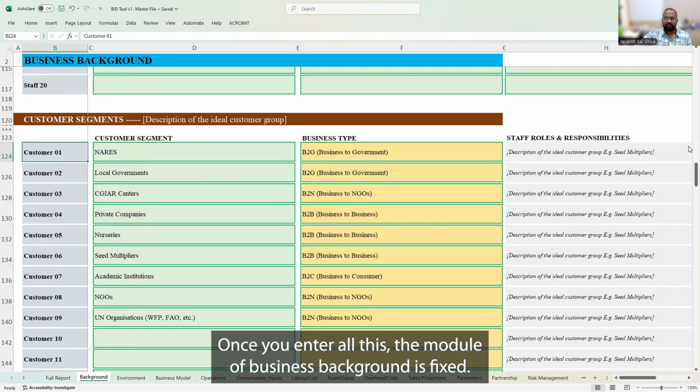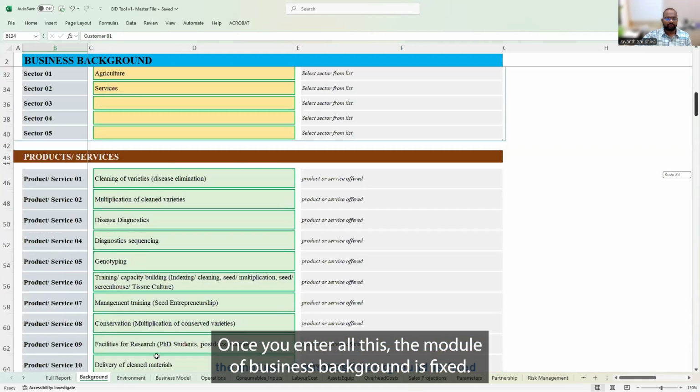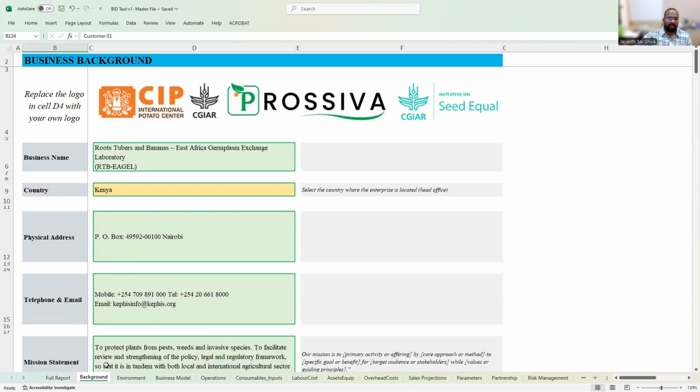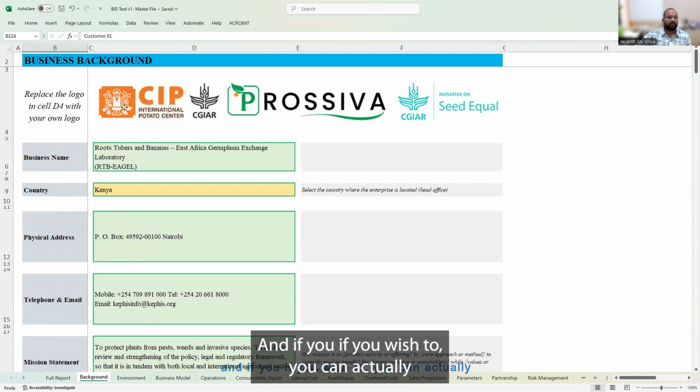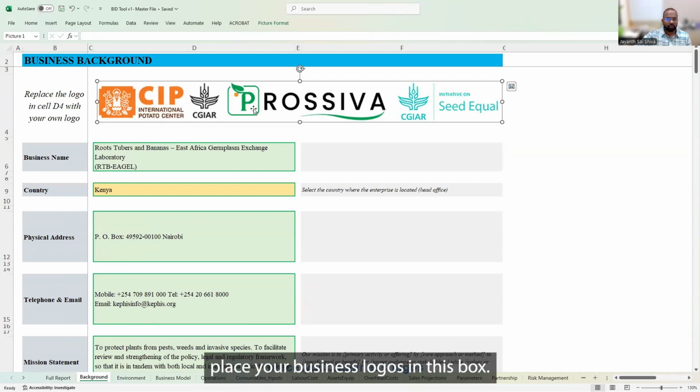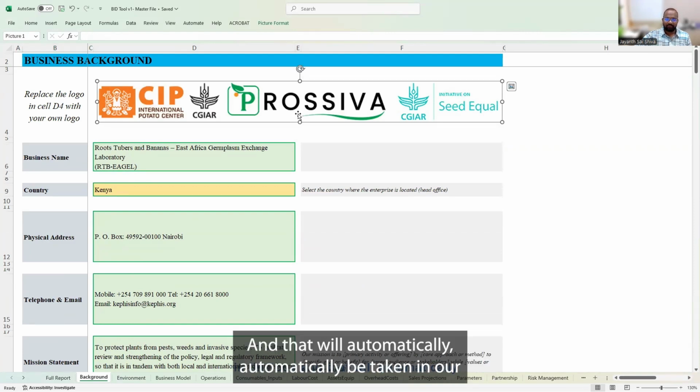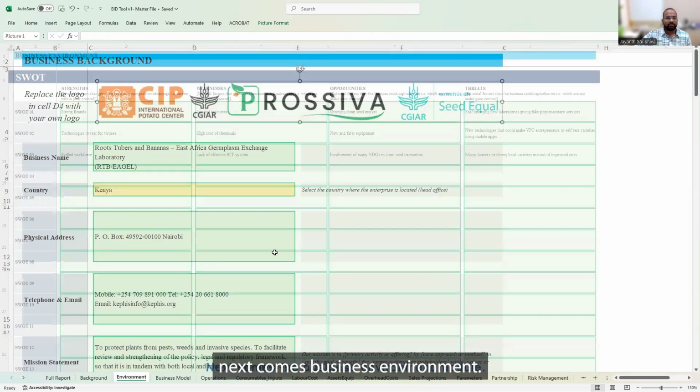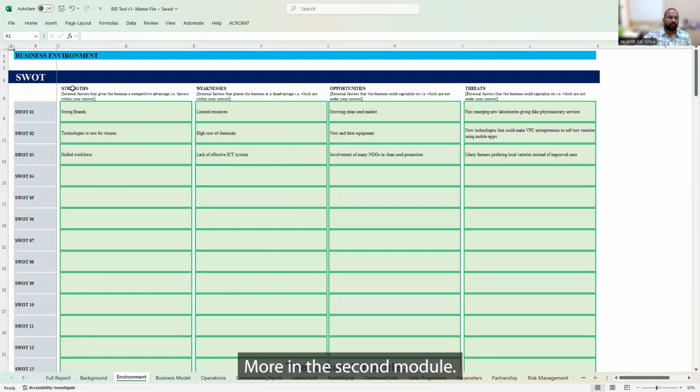Once you enter all these, the module of business background is finished. And if you wish to, you can actually place your business logos in this box, and that will automatically be taken in our report. Next comes the business environment module, the second module.